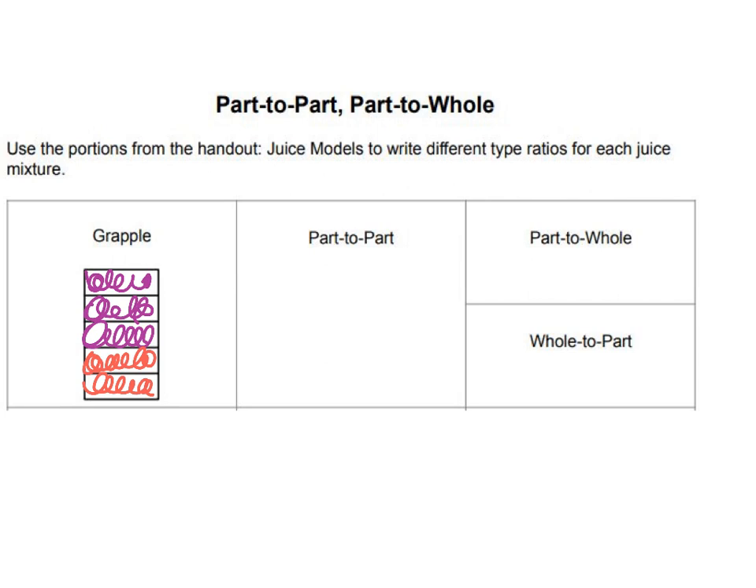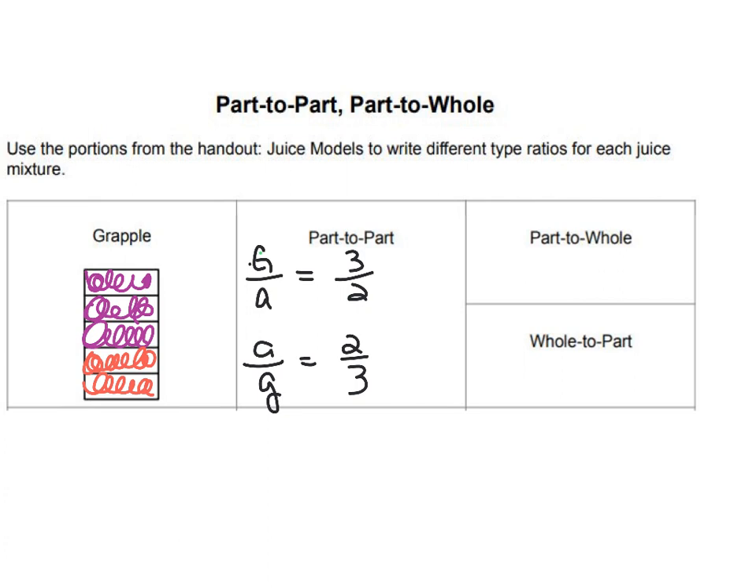So here we're just using the juices. Part to part means that you're comparing a part of the juice to another part. So say for instance, this has grape and apple. I'm going to write what we're comparing. So grape to apple, and I'm going to write it in fraction form so you can see it. Grape to apple would be 3 to 2. Now I could also compare it the other way. I could say apple to grape, and that's going to be 2 to 3. So there's two different ways you could compare part to part.